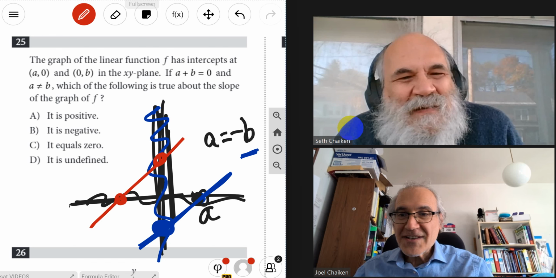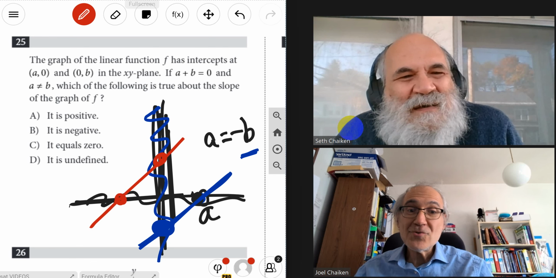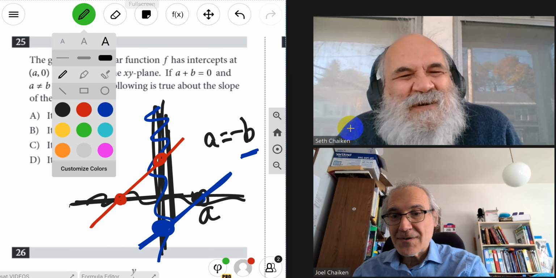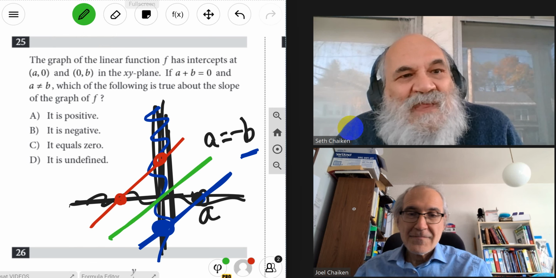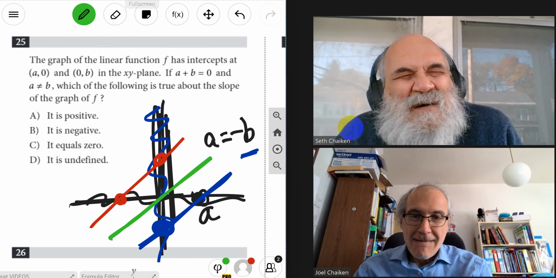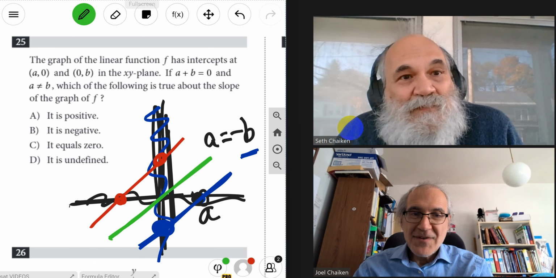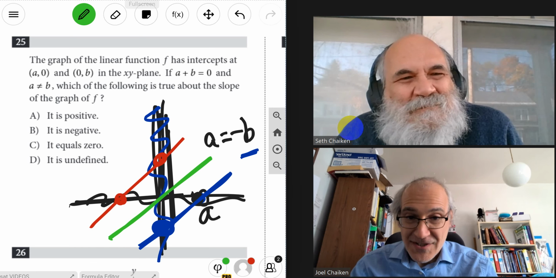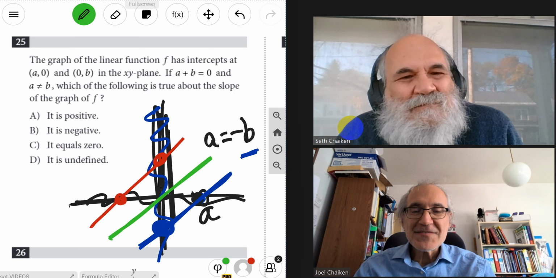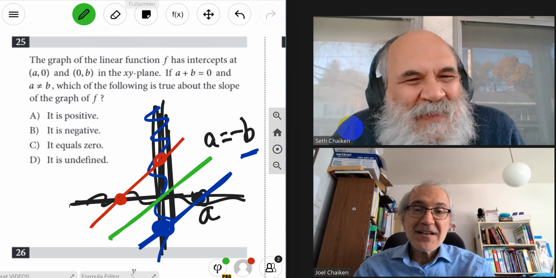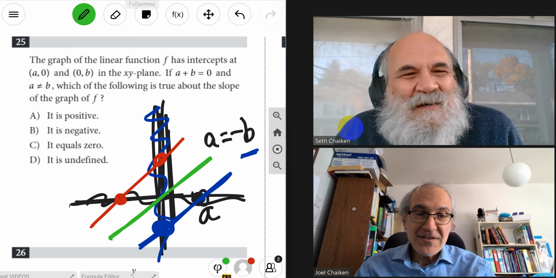Right, except a and b can both be 0 too. Tricky. A and b can both be 0, can't they? So if a and b are both 0, then the x-intercept is 0 and the y-intercept is 0. Now we have the problem seriously covered, because we have the case for positive a, negative b, and the case for negative a, positive b. So we've got everything covered.